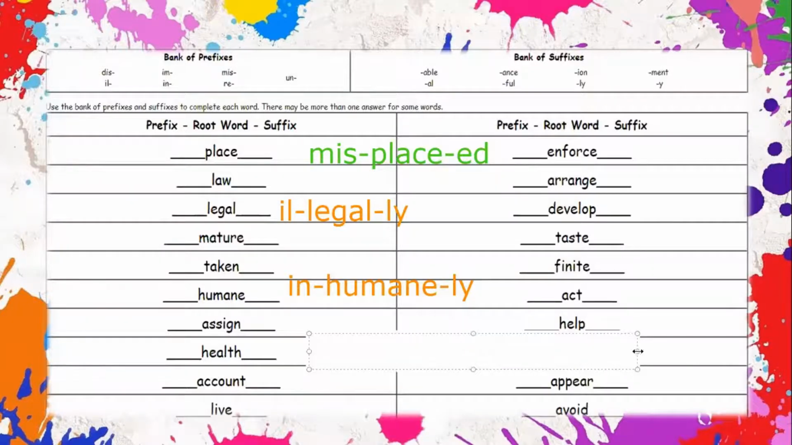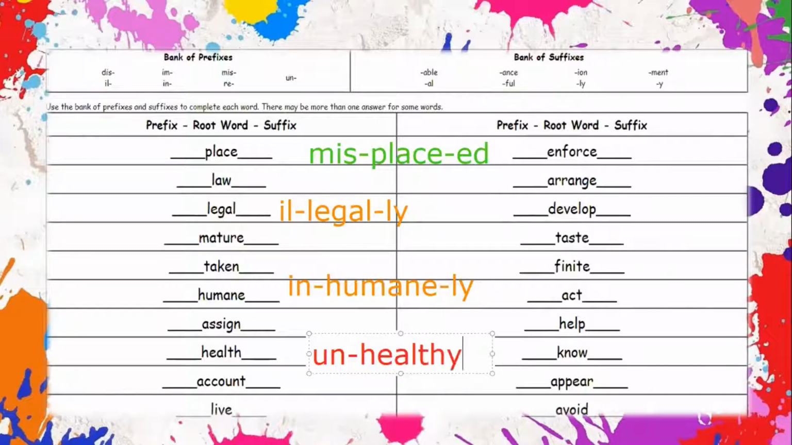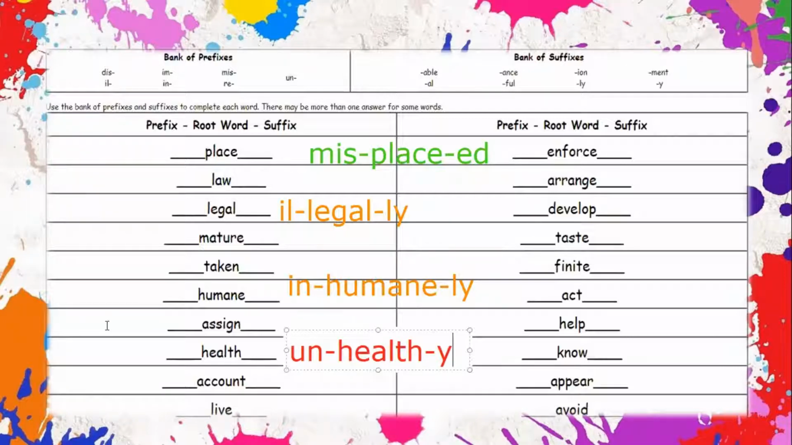Health. Health is another root word, and health is a noun. But when we add this suffix and prefix, we make it an adjective. That's a few of the examples I am doing, okay?